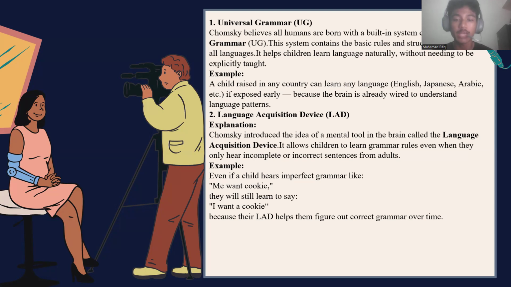The next is the language acquisition device. Chomsky introduced the idea of a mental tool in the brain called the language acquisition device. It allows children to learn grammar rules even when they only hear incomplete or incorrect sentences from adults. For example, even if a child hears imperfect grammar like "me want cookie," they will still learn to say "I want a cookie" because the LAD, or language acquisition device, helps them figure out correct grammar over time.